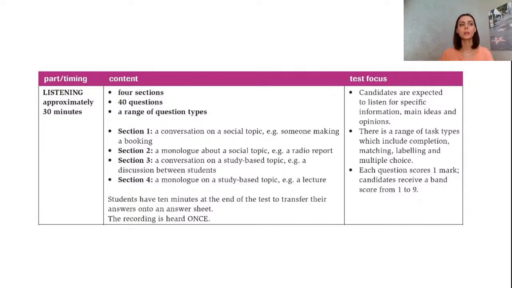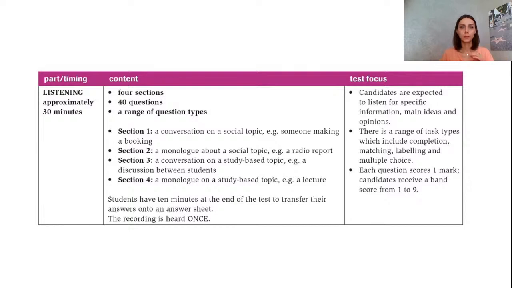Now the computer-based IELTS is becoming more and more popular all over the world. So if you're going to take computer-based IELTS, you won't have 10 minutes at the end of the test. You will have only 2 minutes to check your answers, because you have to type your answers on the way. So you're listening and you type your answers.